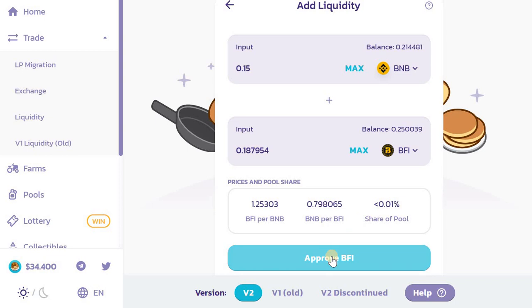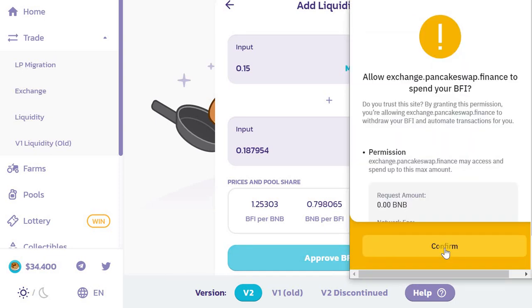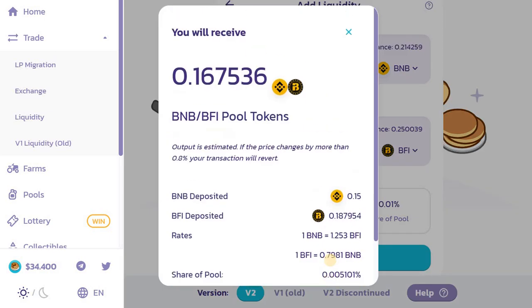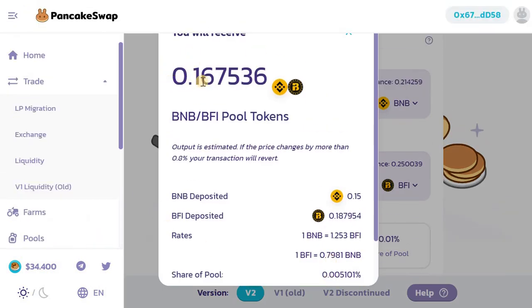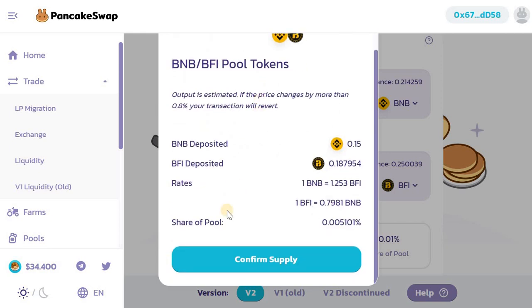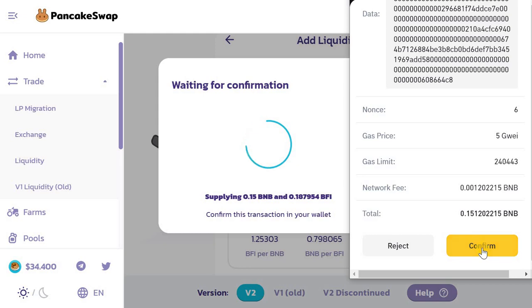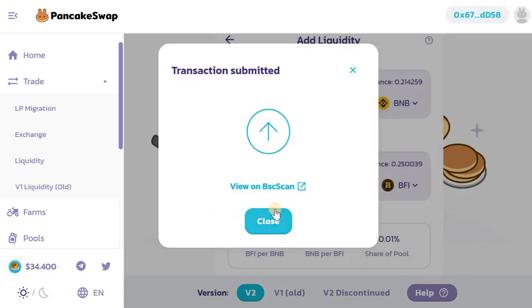So I'm going to click on approve BFI right here, confirm this transaction. Now I would click on supply. As you can see, pay attention to this figure right here, this 0.167536. This is the value of the LP token I will be getting to stake in my farming pool. Now I would have to scroll down and click on confirm supply. I would have to confirm this transaction in my wallet and close this.